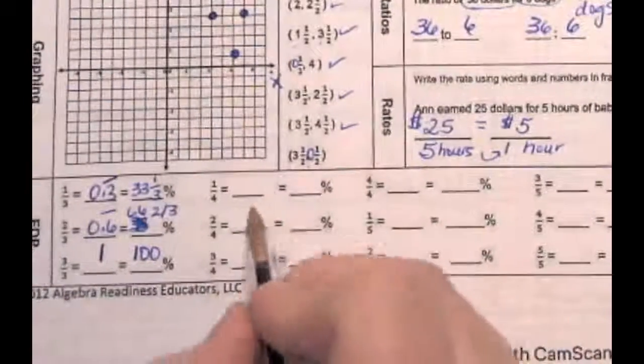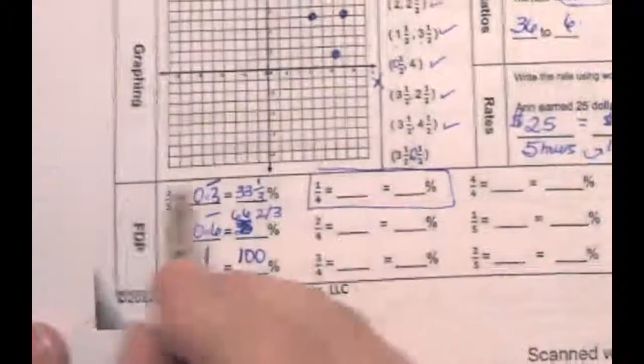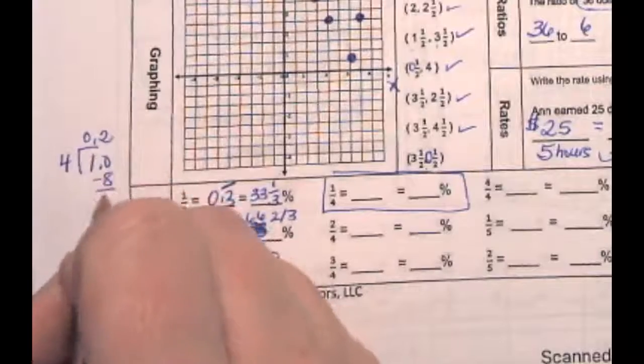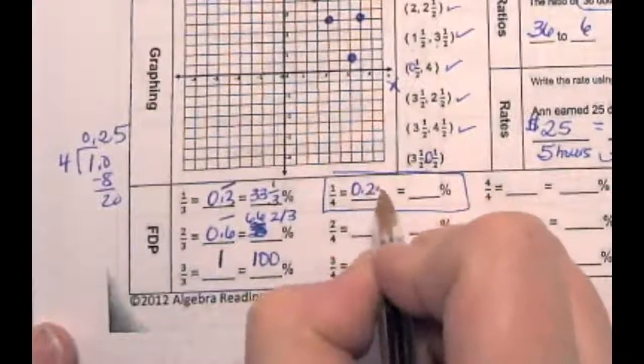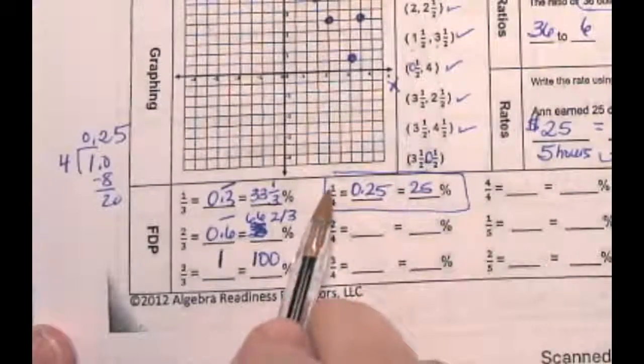All right, let's do the fourths. These are the ones you need to memorize. If you don't know this, you're going to divide. 1 divided by 4 would give me 2 here and 5. So this is 0.25 and 25%. That's my benchmark, the one with the 1 on the top.